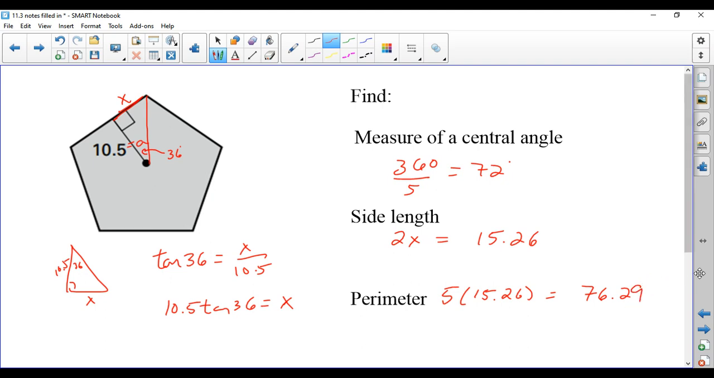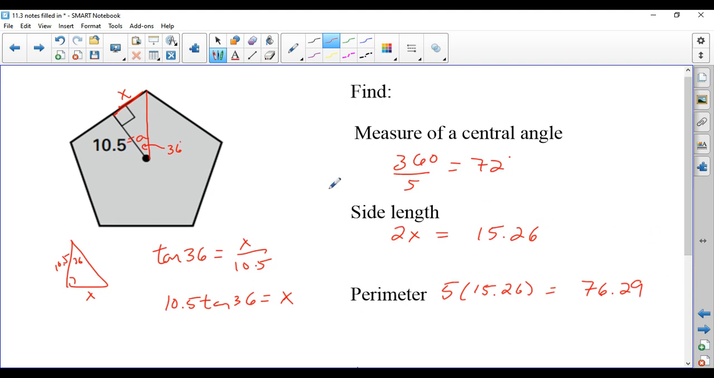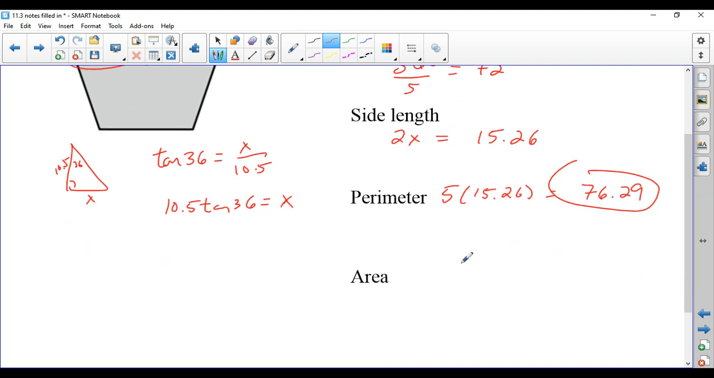76.29. Now we can find area because we have the apothem and we have the perimeter. Area is 1/2 times the apothem times perimeter. And when you put all that in your calculator, you get an area of 400.51.